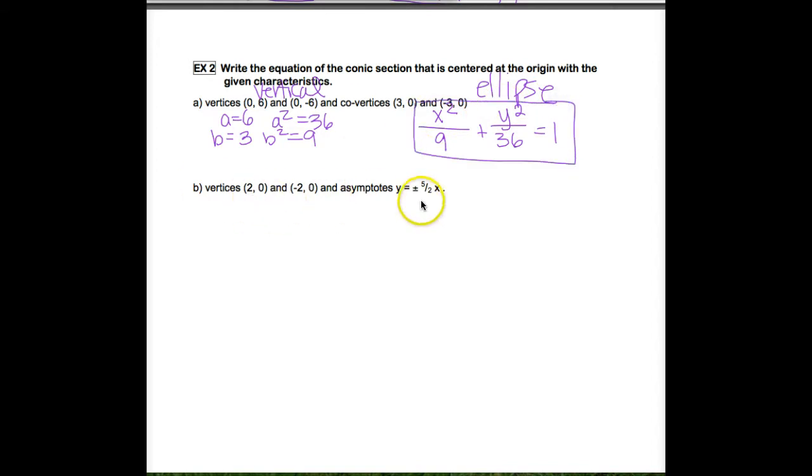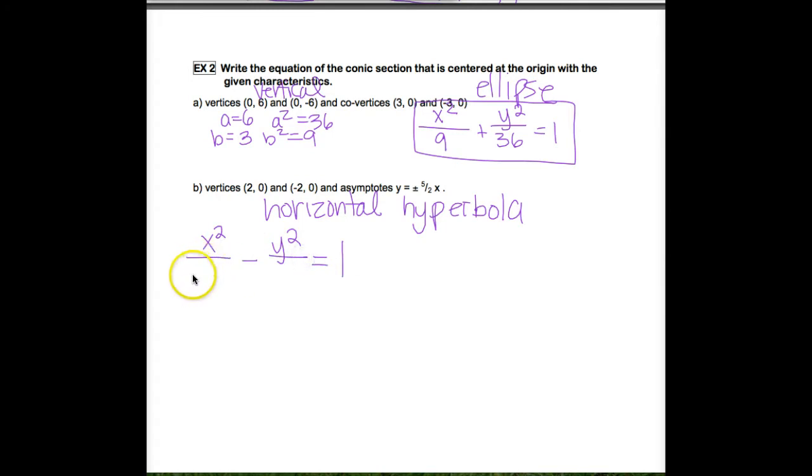Here, vertices and asymptotes. So we know this is a hyperbola. The vertices are located on the x-axis, so that means that this is horizontal. Remember that if it's horizontal, that means that the x squared goes first. So it's going to be x squared minus y squared equals 1. So I just need to figure out the denominators here.